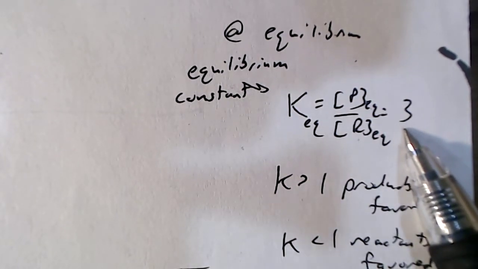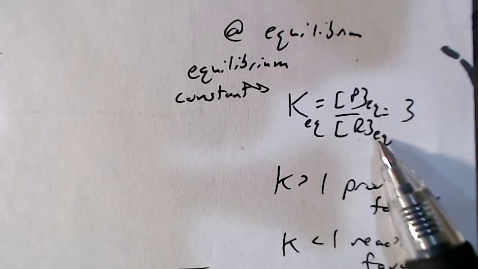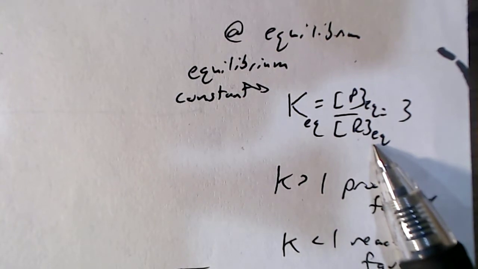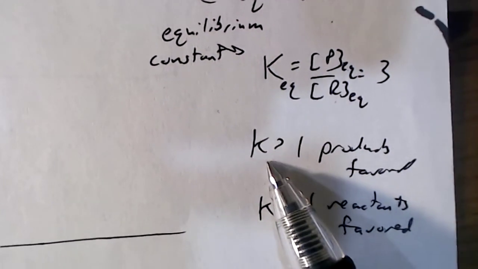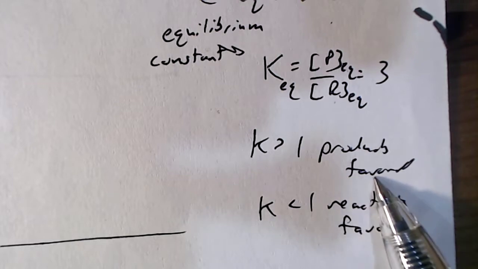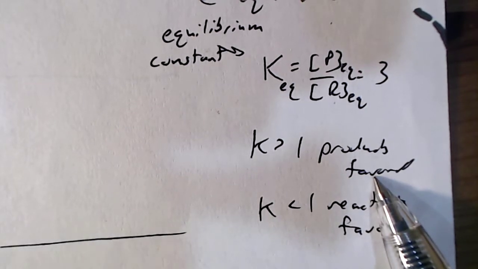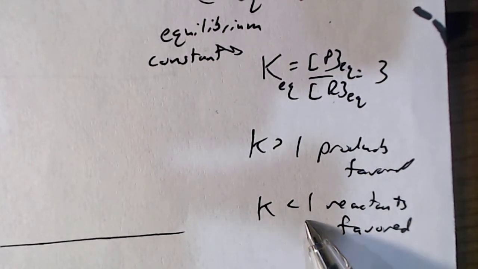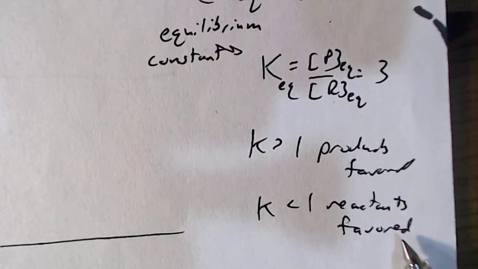It was greater than 1 because there was more product than reactant once equilibrium was established. If K is greater than 1, products will be favored. There should be more products than reactants at equilibrium. If K is less than 1, then the reactants should be favored. There should be more reactant than product once equilibrium is established.